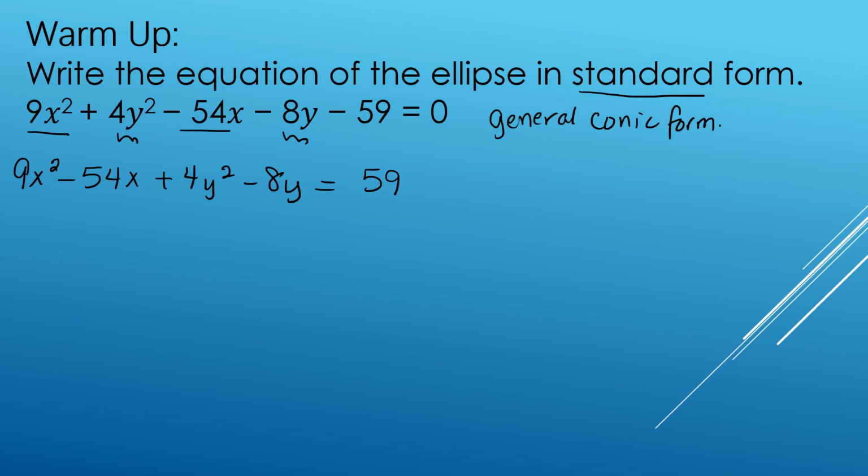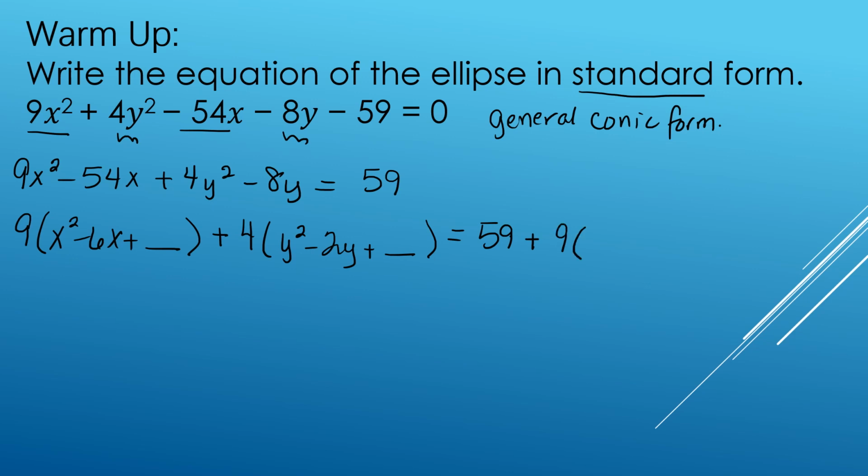So now that our x's are regrouped, I'm going to factor out that leading coefficient of the x's. So I'm going to factor out a 9, and that will give me x squared minus 6x plus, I'll complete my little square. For the y's, now that I have those grouped, I'll factor out that leading coefficient of 4, which will leave me with a y squared minus 2y plus my term to complete my square. And that equals the 59 we added to the other side of the equation plus 9 multiplied by whatever I complete my square with for the x's plus 4 times whatever I complete my square with for the y terms.